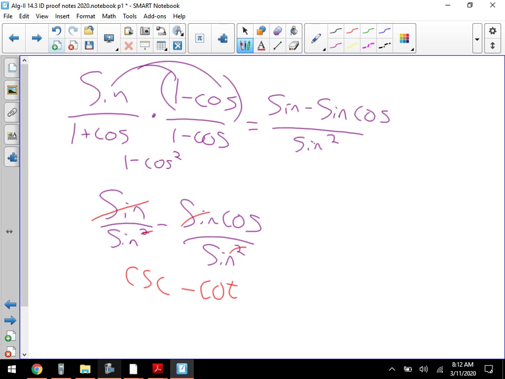Let's see, 55. I would try the same thing with 55. Looks like I would go another conjugate on that one. You do that because then you get 1 plus cosine over cosine squared. Yeah, that should make itself work on that one if you go conjugate. 56.